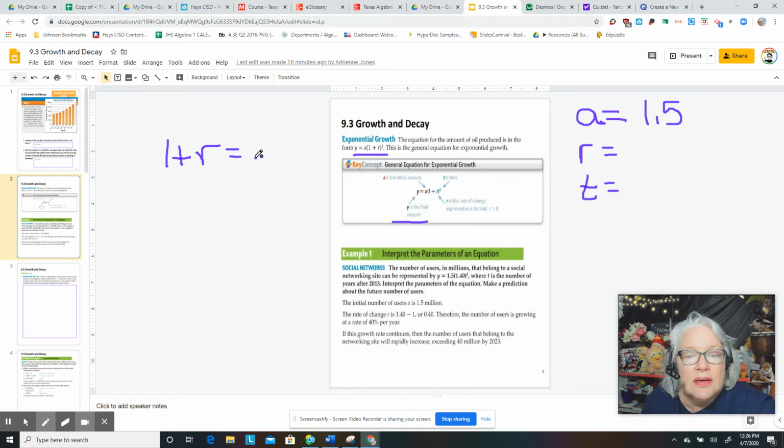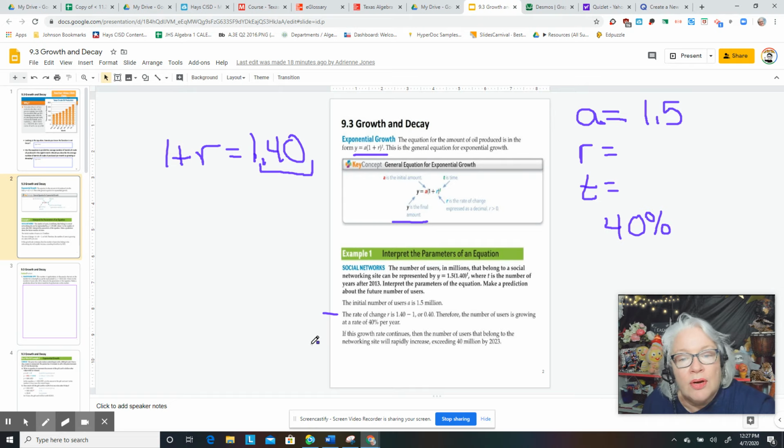1 plus R gave us 1.40. Okay, so what is our rate? 0.40 is the rate as a decimal, so our rate is really 40%. It's going to be tricky when we do decay, because that's going to be a subtraction. So that's right here. The rate of change R is 1.4 minus 1, or 0.4. Therefore, the number of users is growing at a rate of 40% per year.